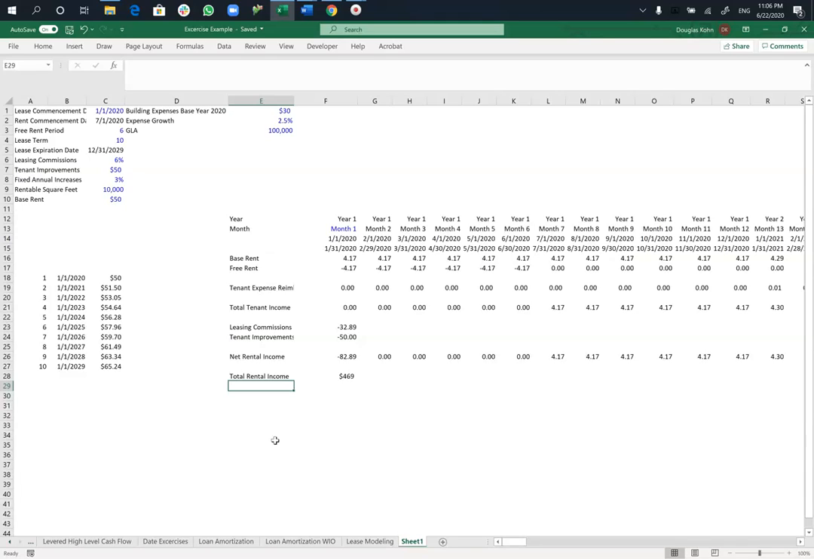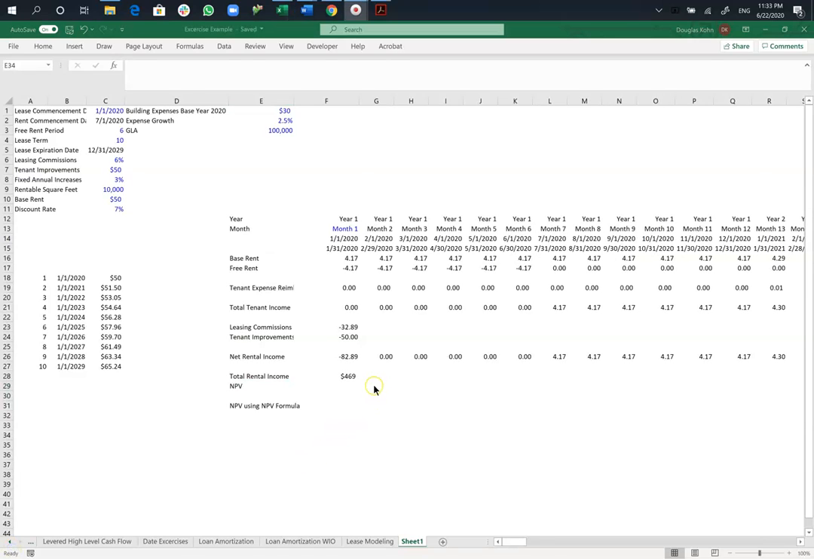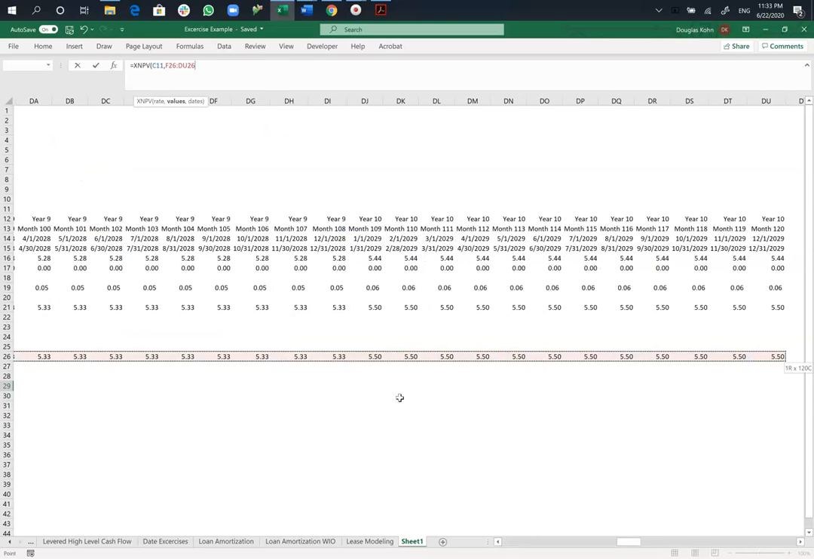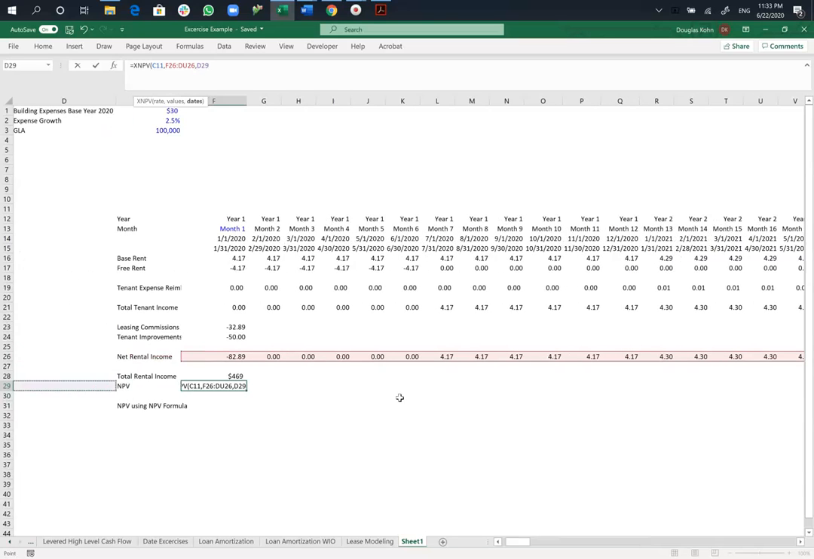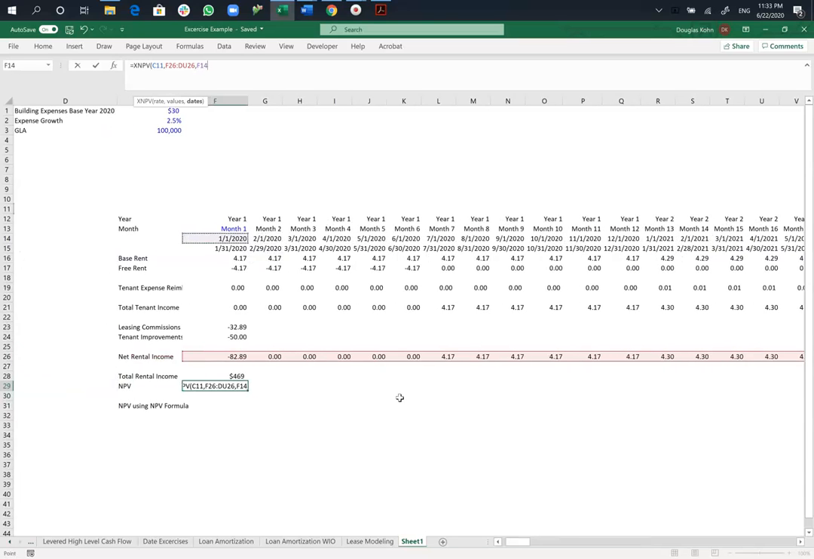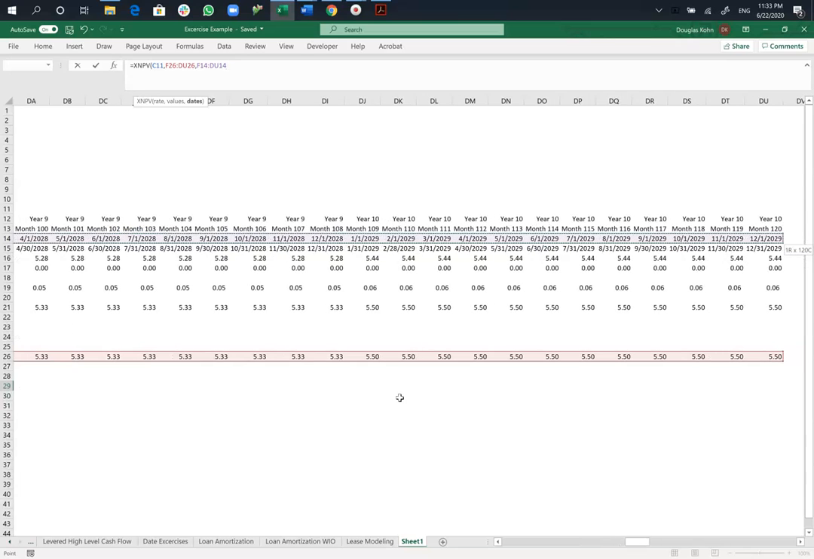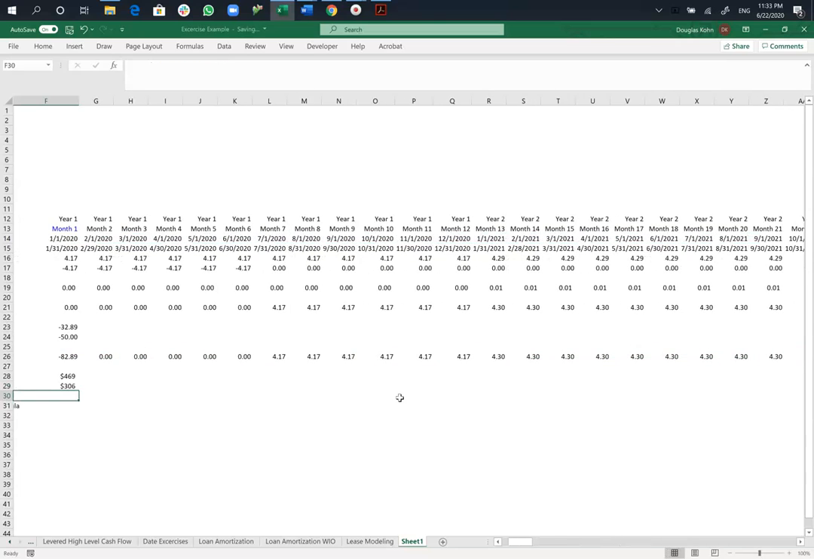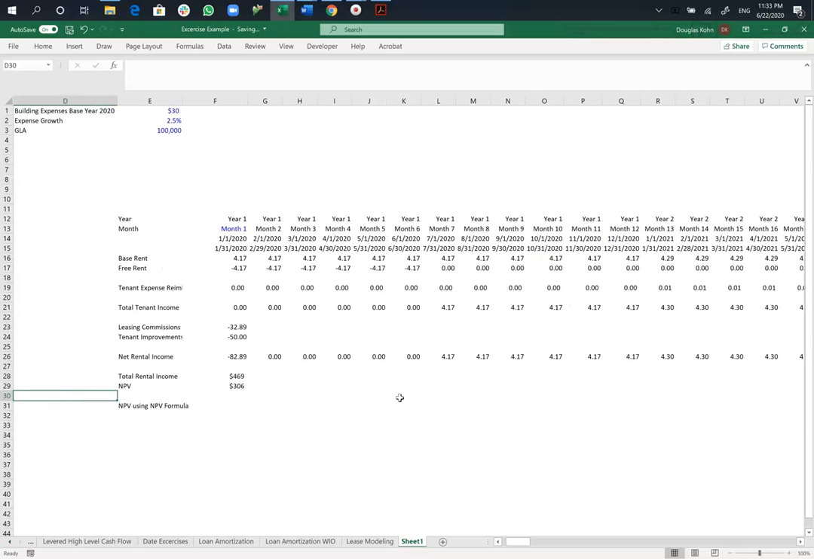Lastly, we're going to get the NPV of the lease. Now, since we have exact dates that each of these cash flows hit, we're going to use the XNPV formula. This formula is very straightforward. Just take XNPV, the rate, and the values you're looking for, and then the dates. And what it does is it matches those cash flows to the exact dates rather than estimating period 1, period 2, period 3. And it's always going to be a little bit different than the NPV using the NPV formula.